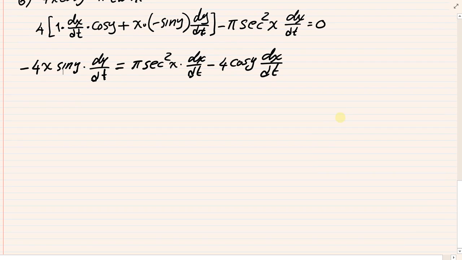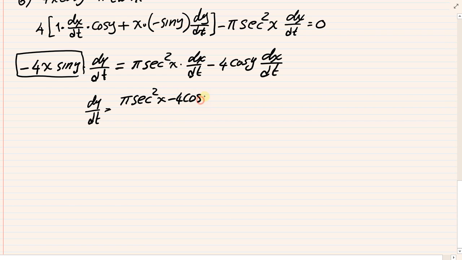So far, so good. Now, next step, we're just going to have to factor dx dt from the right side and divide by the coefficient of dy dt. So doing so will make it dy dt is equal to factor dx dt. So this becomes pi secant squared x negative 4 cosine y times factor dx dt divided by the coefficient of dy dt is negative 4x sine y.